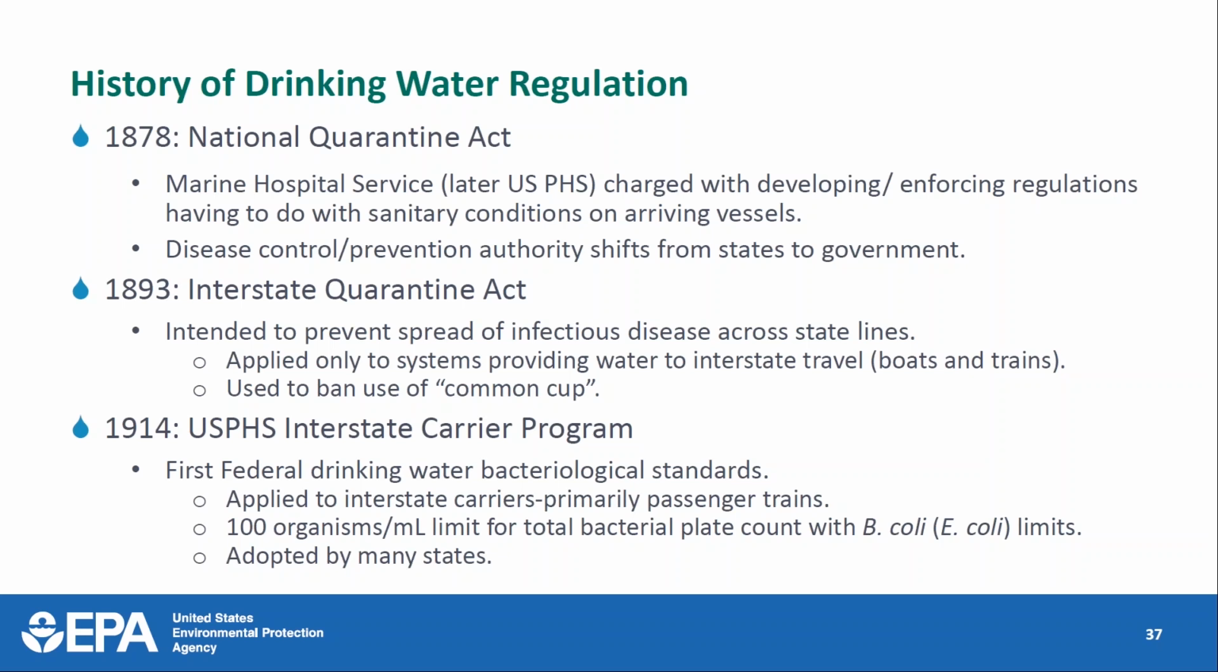The first step of the federal government into any kind of disease control was in 1878 with the National Quarantine Act. That was where the government, at the time the Marine Hospital Service, came in and said, we don't want sick people getting off of these vessels that are coming into ports. That was the first time the federal government stepped into what had previously been the states' individual rights, and said we're going to override and control infectious disease on things that cross state lines. This applied only to things that provided water across state lines, like boats or trains.